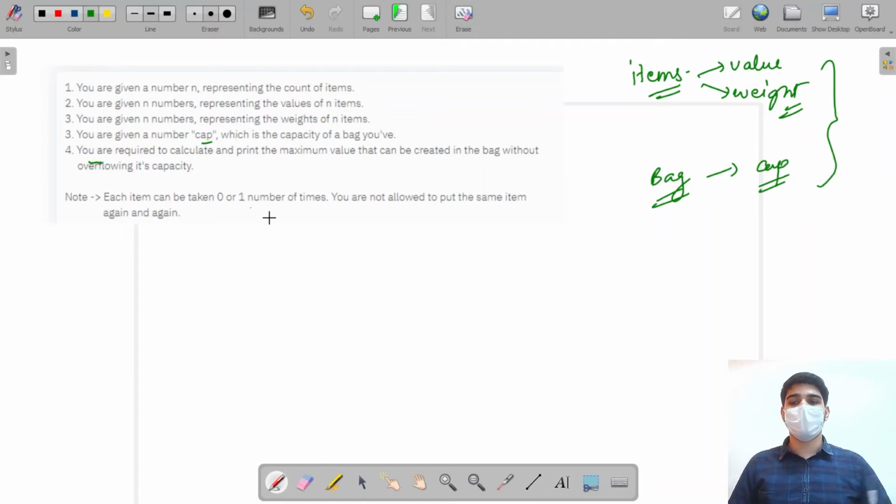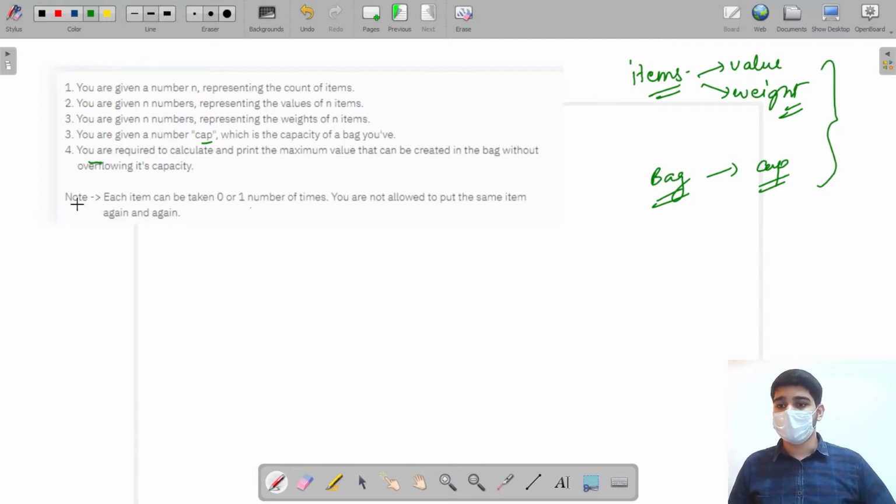And on top of that, you have to find the set that has maximum value out of all of these. Right? So you would have sets which satisfy the capacity of the bag. And in all of those sets, you have to pick the set which has maximum value, right? And the value is the summation of all the values of the items inside the bag.